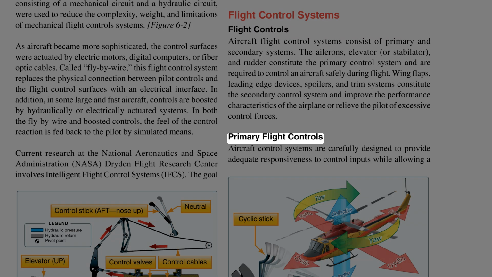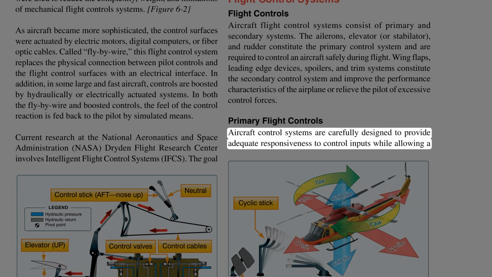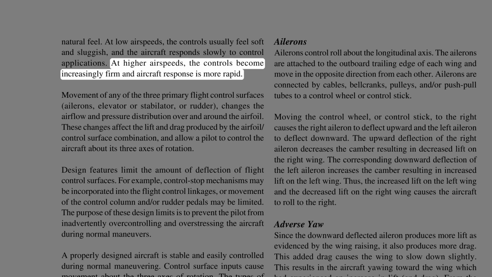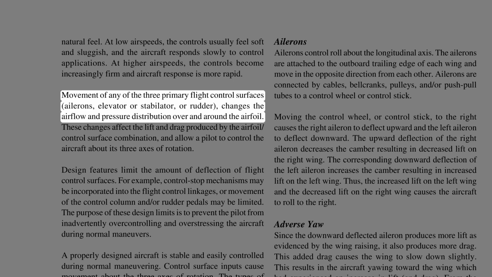Primary flight controls. Aircraft control systems are carefully designed to provide adequate responsiveness to control inputs while allowing a natural feel. At low airspeeds, the controls usually feel soft and sluggish, and the aircraft responds slowly to control applications. At higher airspeeds, the controls become increasingly firm and aircraft response is more rapid. Movement of any of the three primary flight control surfaces, ailerons, elevator or stabilator, or rudder, changes the airflow and pressure distribution over and around the airfoil.